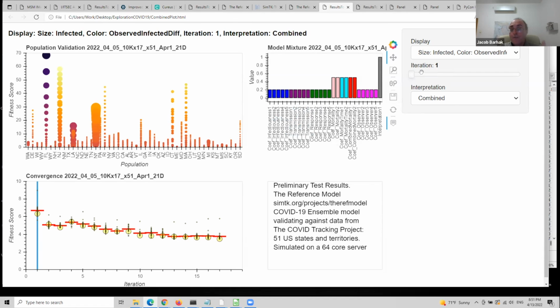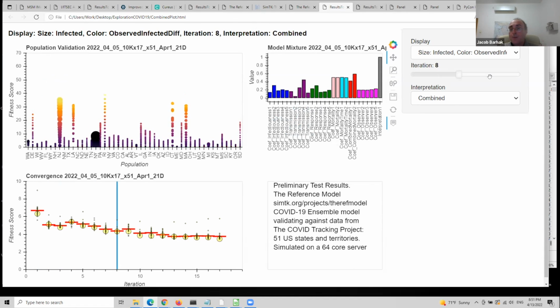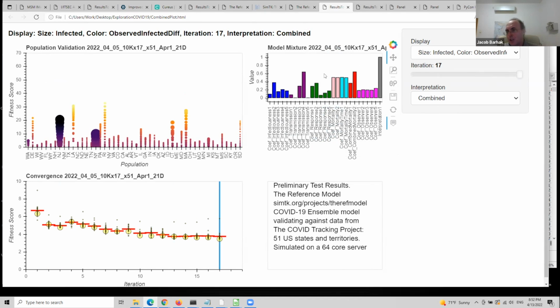But interestingly enough, if I drag this, you can see the models affiliated, for example, with temperature disappear. So probably nothing to do with temperature. This is the second simulation I'm running.